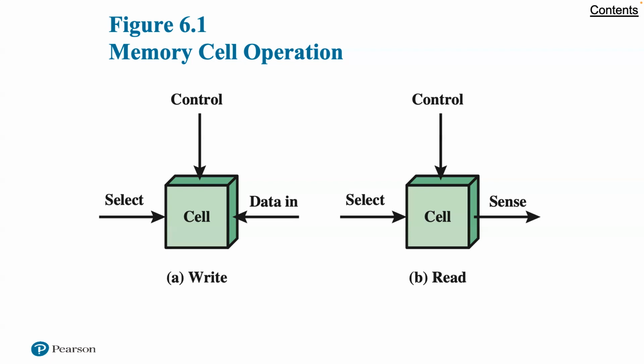Most commonly, the cell has three functional terminals capable of carrying an electric signal. The select terminal, as the name suggests, selects a memory cell for a read or write operation. The control terminal indicates read or write. For writing, the other terminal provides an electrical signal that sets the state of the cell to 1 or 0. For reading, that terminal is used for output of the cell state.